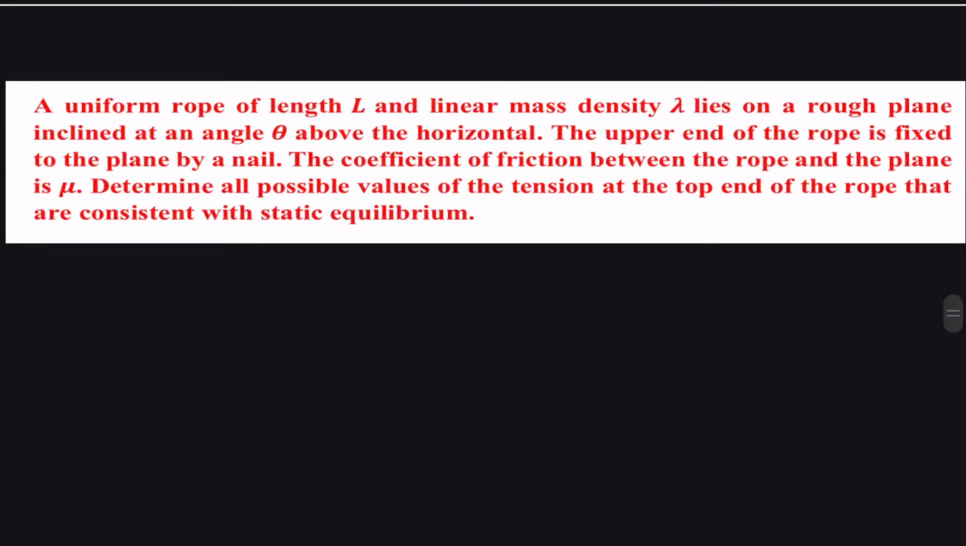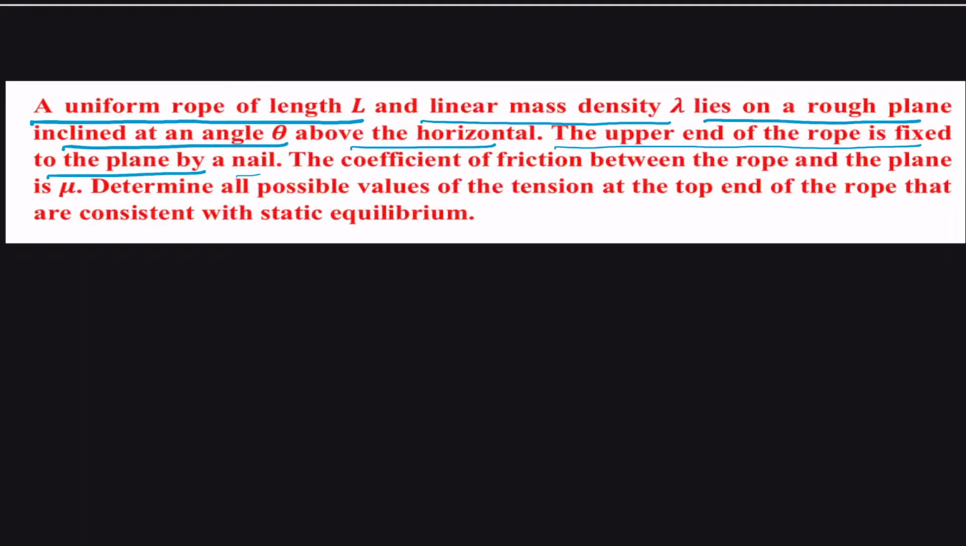It states that a uniform rope of length L and linear mass density lambda lies on a rough plane inclined at an angle of theta above the horizontal. The upper end of the rope is fixed to the plane by a nail. The coefficient of friction between the rope and the plane is mu. Determine all possible values of tension at the top end of the rope that are consistent with static equilibrium.